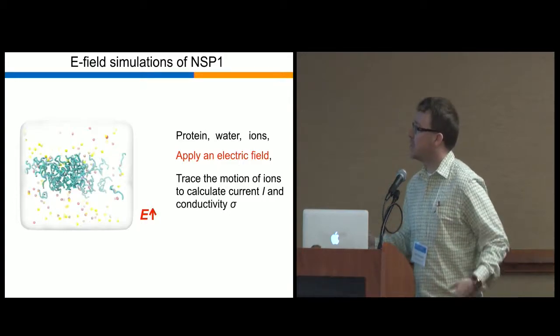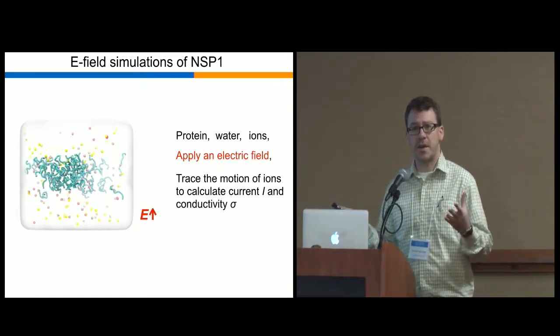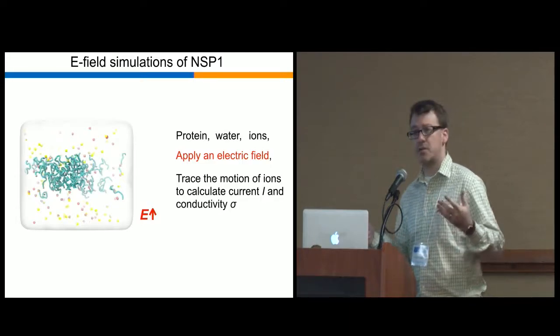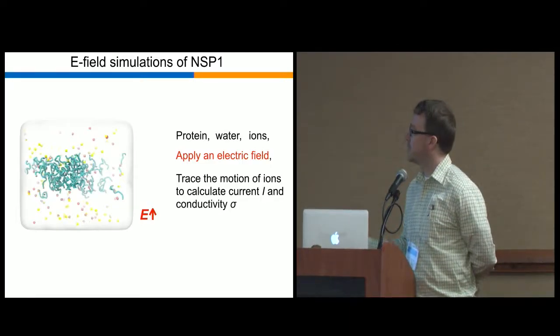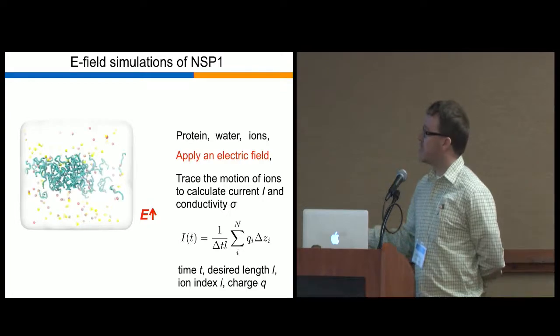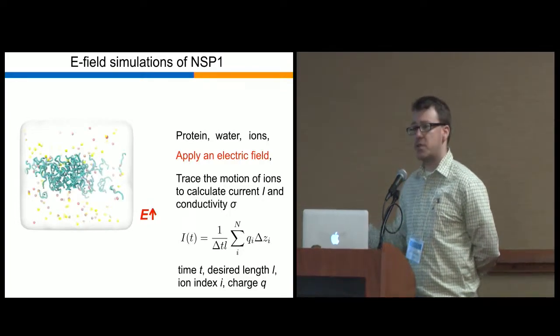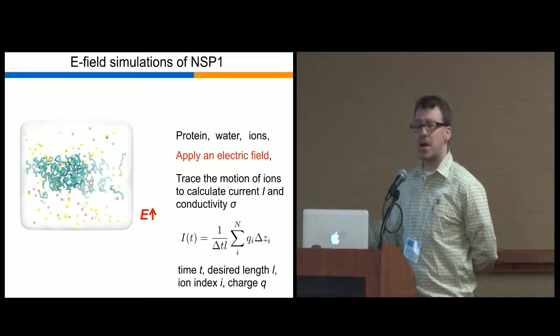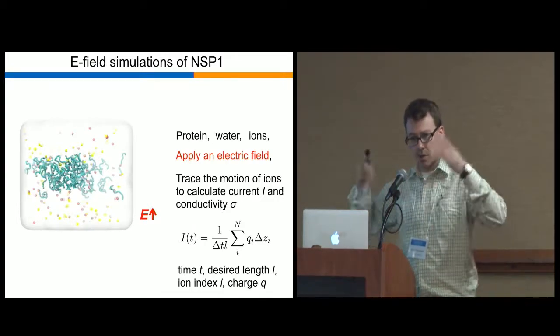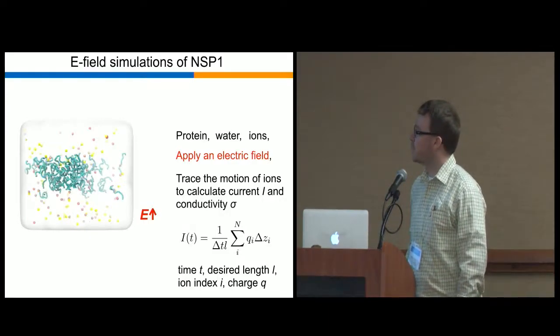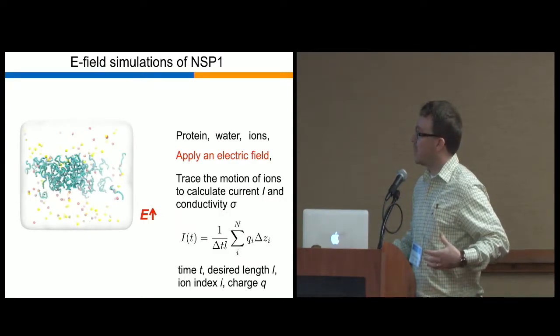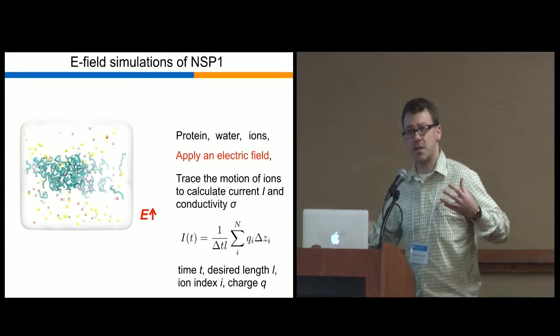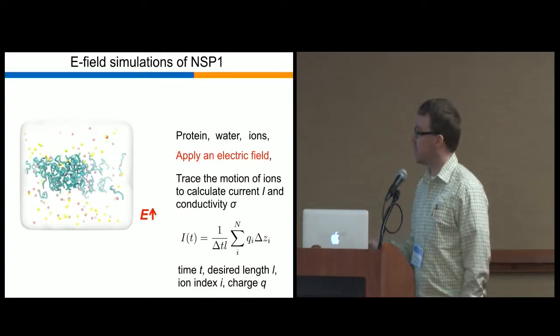And what we can do is trace the motion of all these different ions, and from that we can calculate the current and also the conductivity, since we know the geometry. And this is just the formula. Essentially, you're measuring instantaneously how much charge is passing some length along the z. Because we have periodic boundary conditions, you don't actually measure along the whole length of the system. And from here, also knowing the geometry, we can calculate the conductivity, and we did this for all the different systems.